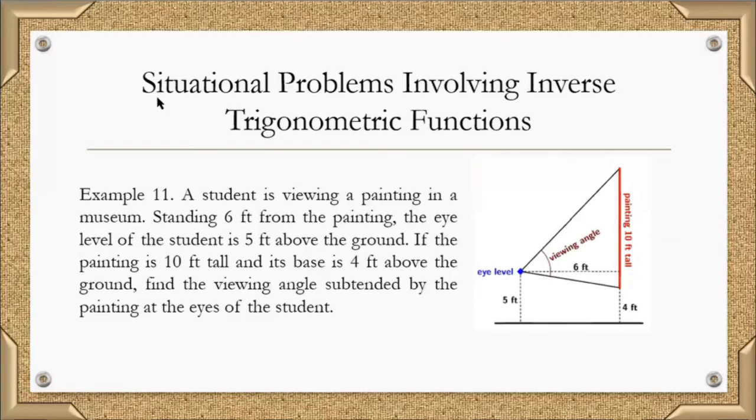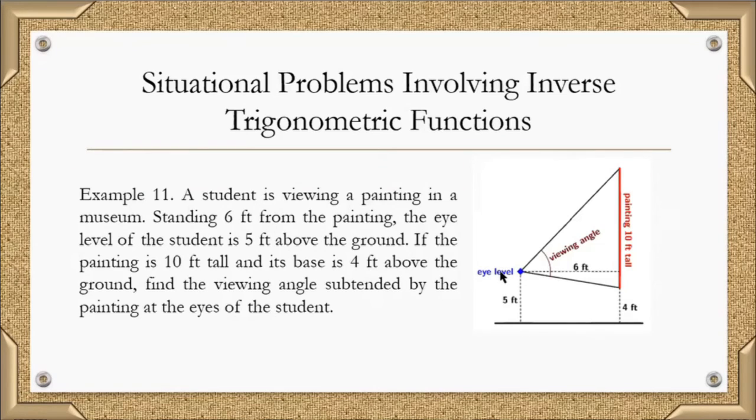Okay. Example of situational problems involving inverse trigonometric function. Example 11. A student is viewing a painting in a museum. Standing 6 foot from the painting, the eye level of the student is 5 foot above the ground. If the painting is 10 foot tall, and its base is 4 feet above the ground. Find the viewing angle subtended by the painting at the eyes of the student.